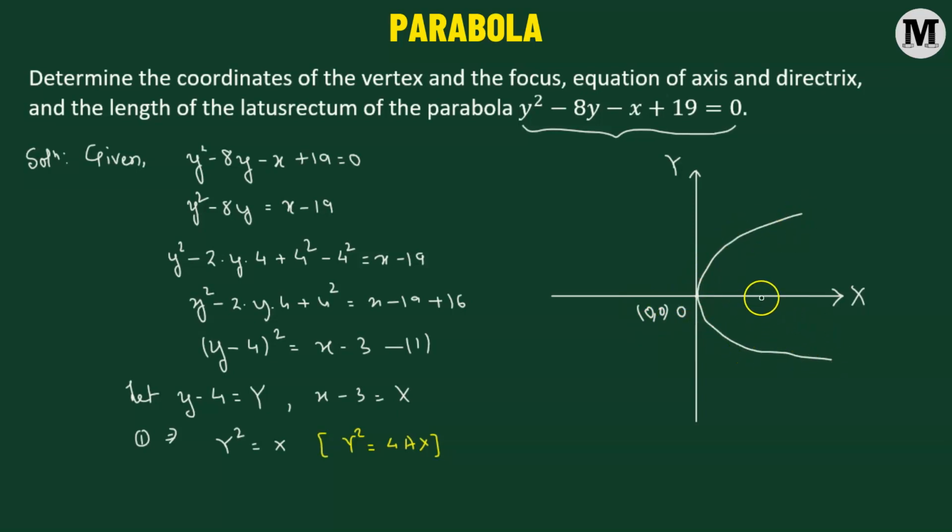And the focus is going to be along the axis of symmetry line. Here the x-axis is going to be the axis of symmetry line of the parabola, and the coordinates of the focus are going to be a, 0. Next, this is the axis of symmetry line, which is the x-axis, and we know the equation of the x-axis is given by y equals 0.